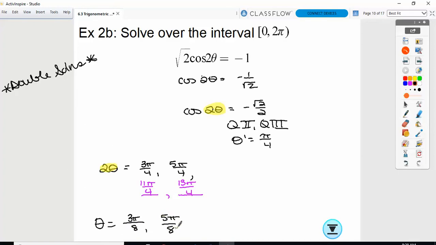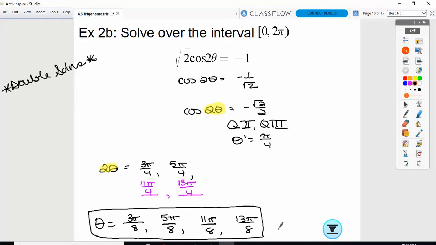That'd be 3 pi over 8, 5 pi over 8, 11 pi over 8, and 13 pi over 8. I only asked for answers between 0 and 2 pi, so I'm done. Questions on that?